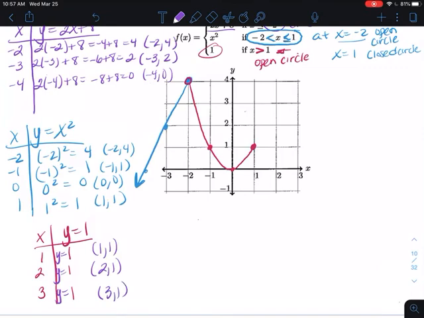So let's see. At (1, 1), there's an open circle. Oh, well, there was already something there, so even though I'm putting an open circle, it's filled in, so it will stay closed. Then (2, 1) and (3, 1).